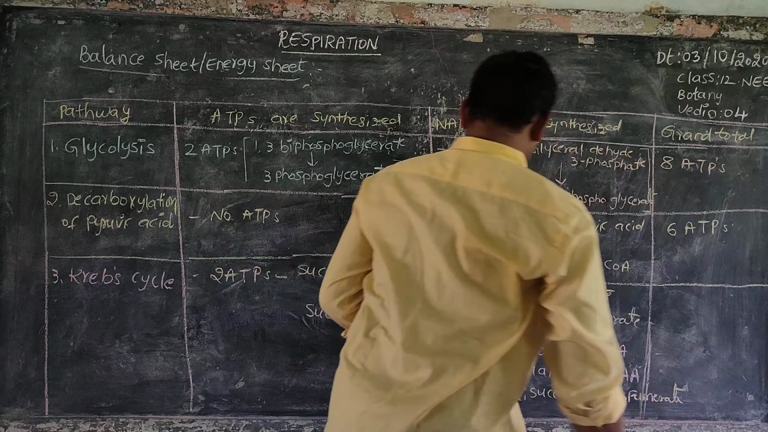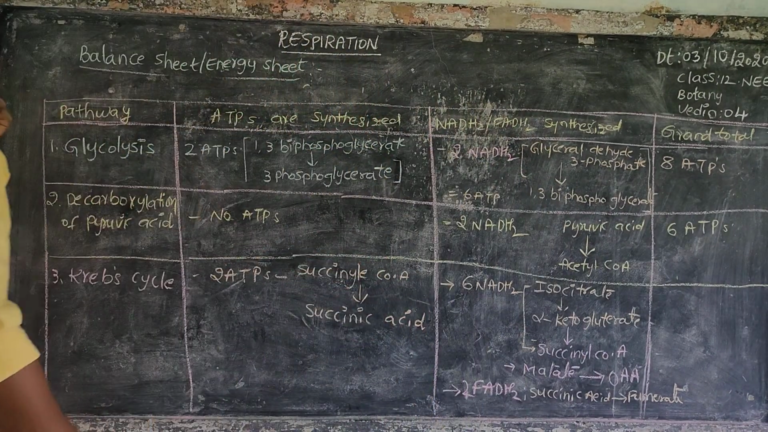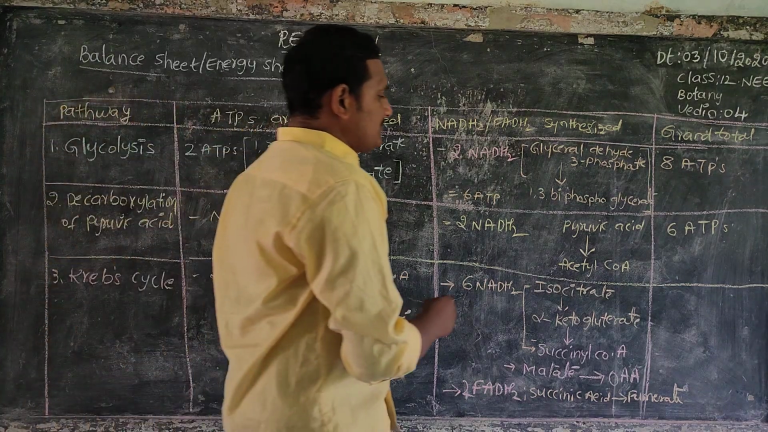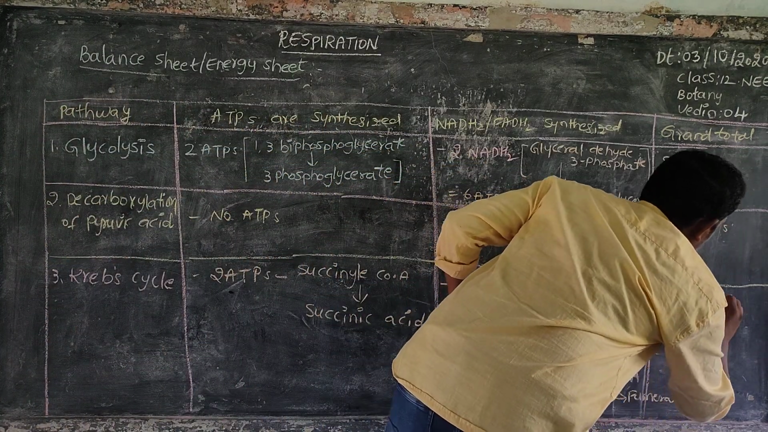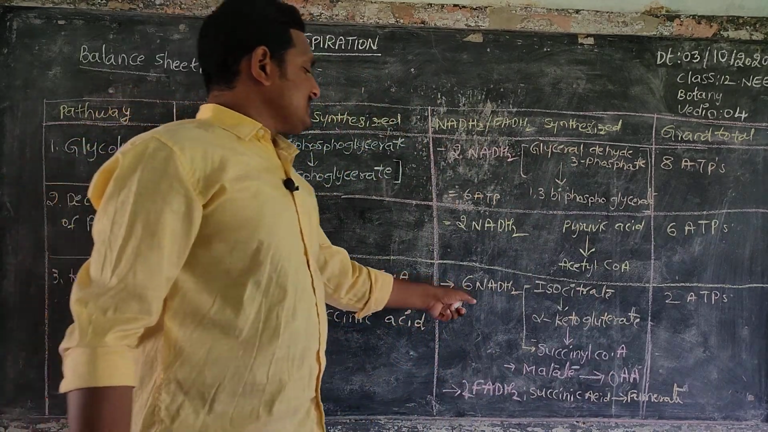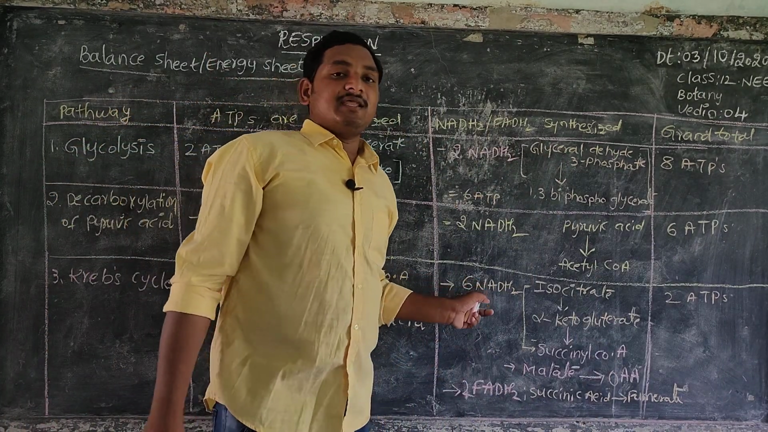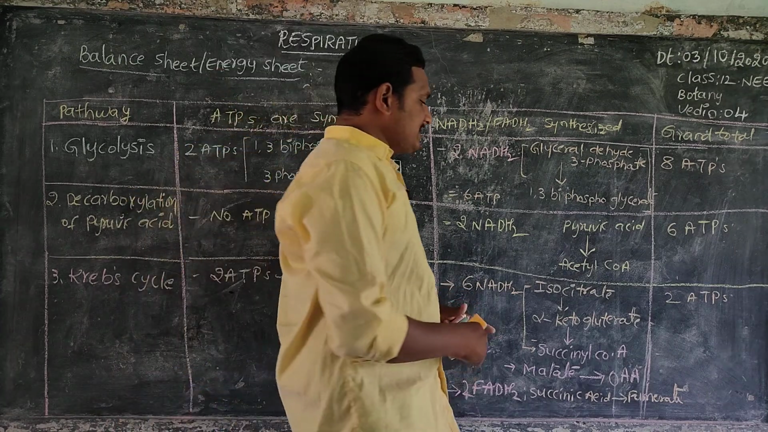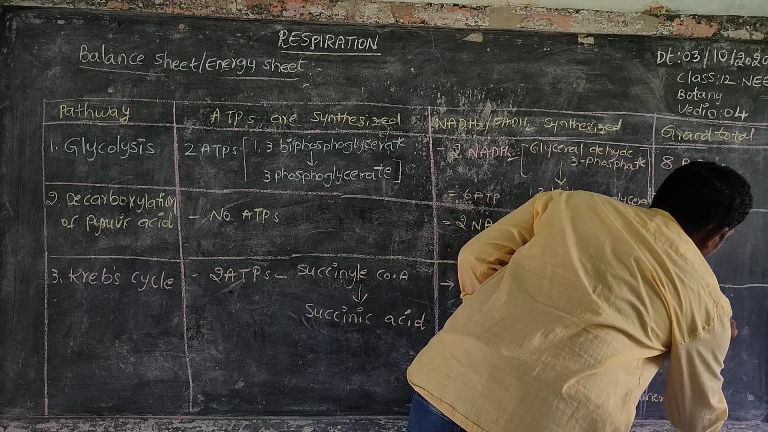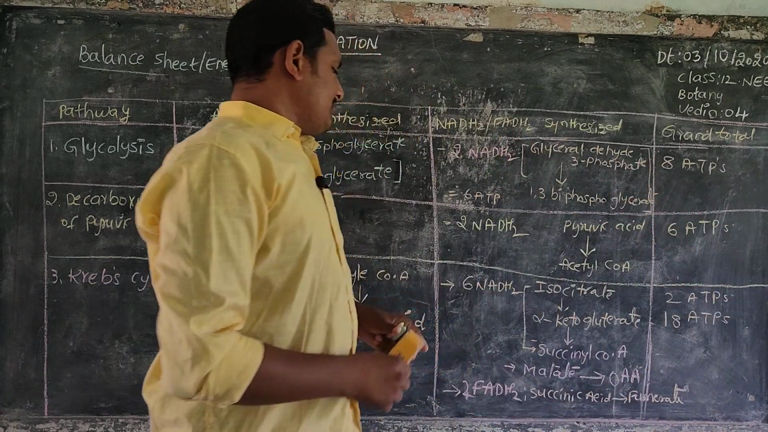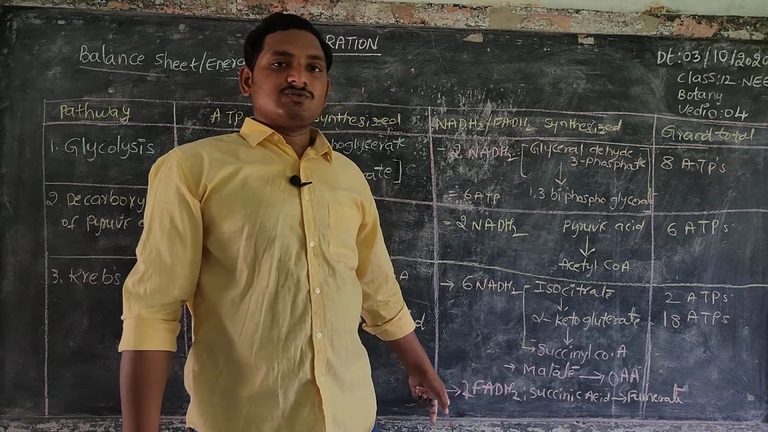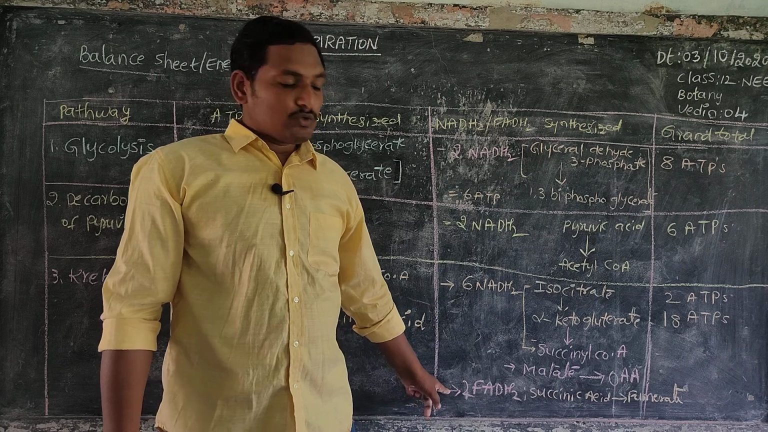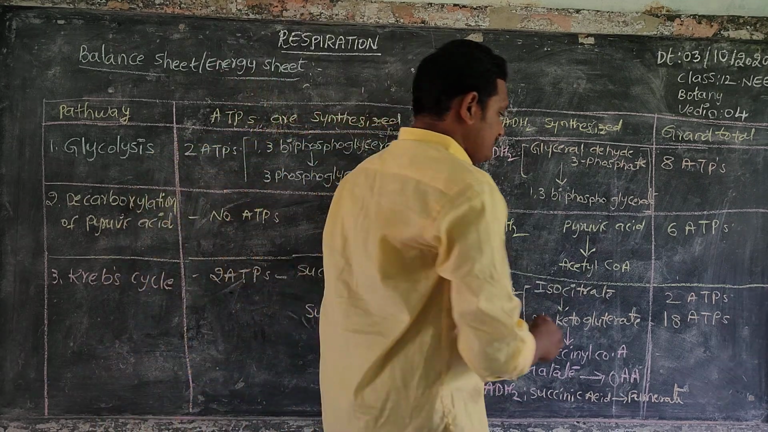Sorry. So, 6 NADH2s we are getting from this cycle. First of all, 2 ATPs. Next, 6 NADH2s. 6 NADH2s means each carries 3 ATPs. 6 into 3, 18 ATPs. Next, 2 FADH2s. 2 FADH2s means each carries 2 ATPs. 2 into 2, 4 ATPs.